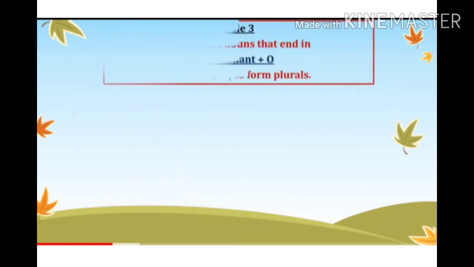Rule number 3. Most of the nouns that end in consonant plus o. Now here, what a consonant is. In the English language, you have 26 letters starting from A to Z. And in these letters, you have 5 vowels. Do you remember? A, E, I, O, U. They are vowels and the remaining are consonants.